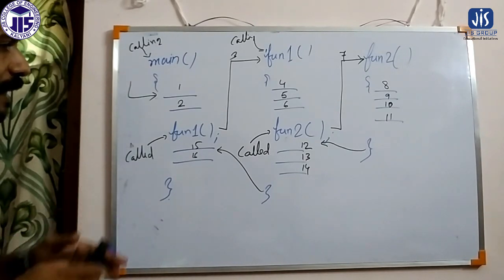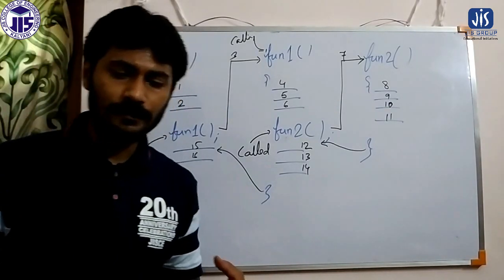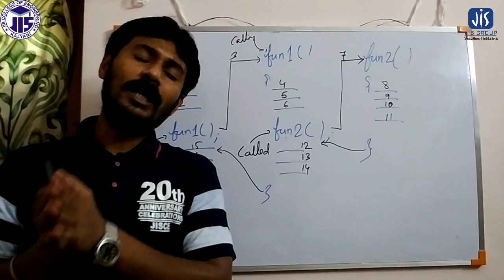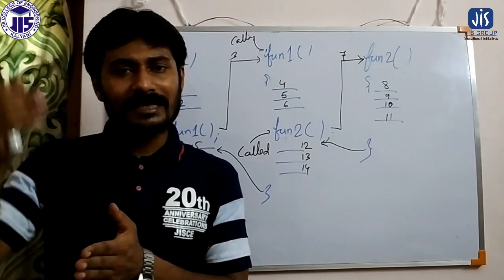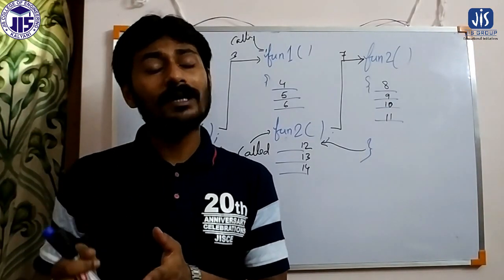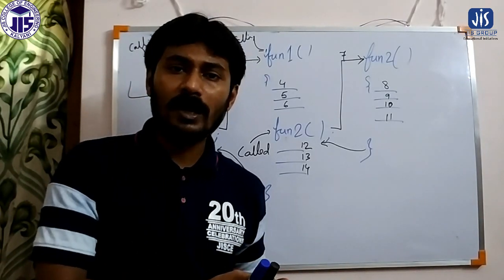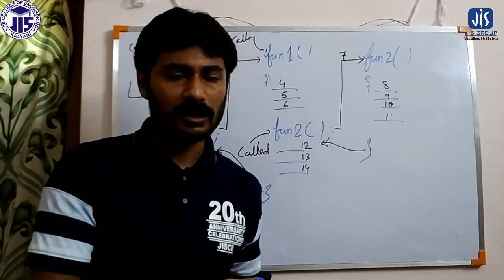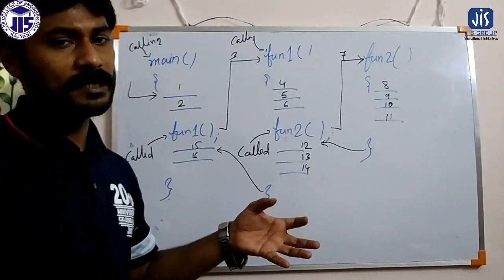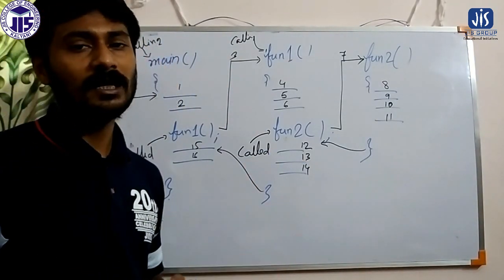So the main point is that whenever we call a function, it will jump to that particular function. After execution of the function, it will always return to its calling function. Main may be the calling function, or another function may be the calling function. That is the way we execute a function in a C program.